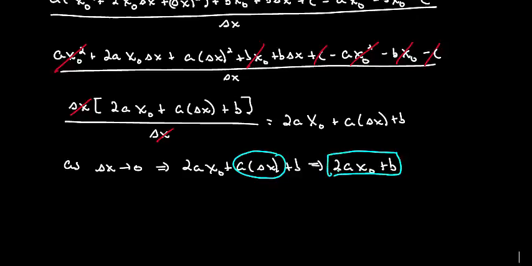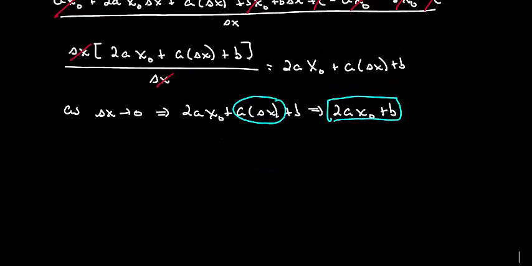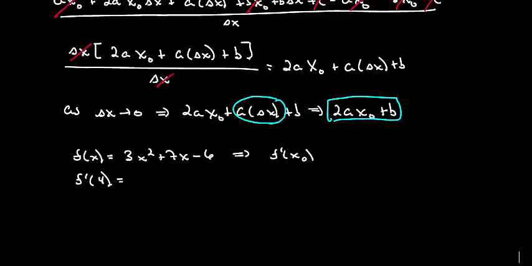Well, so what? What does that even mean? What that says is, let's say you got a function like this. F of x equals 3x squared plus 7x minus 6. And you want to know what is the slope of the tangent line at 4. Well, in general, the slope of the tangent line is equal to 2 times the a value times the x naught value plus the b value.